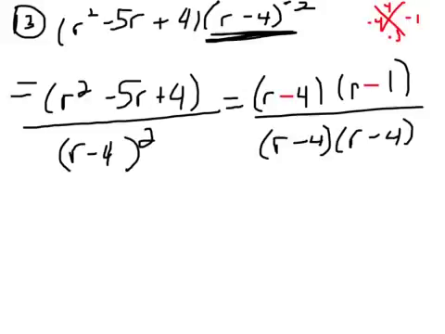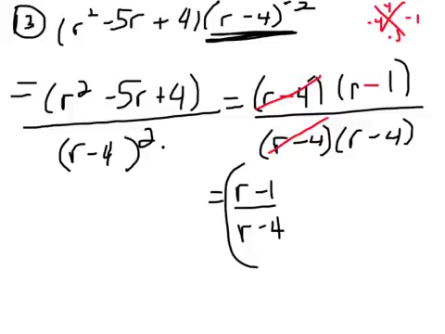Now that I've got this factored, I can see that this will cancel out, and all I have left is (r minus 1) over (r minus 4). Do you see why I wrote the two copies now? So that I could cancel it out and then have my answer left over. Go ahead and do 15 because I think some of you are going to have trouble with it.